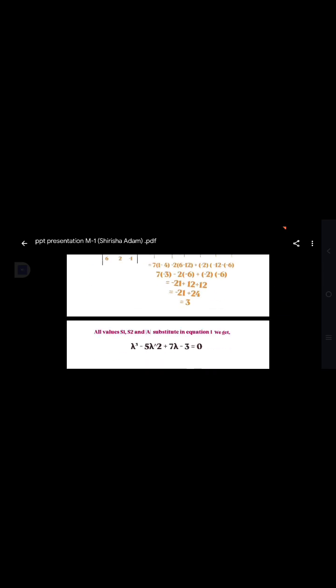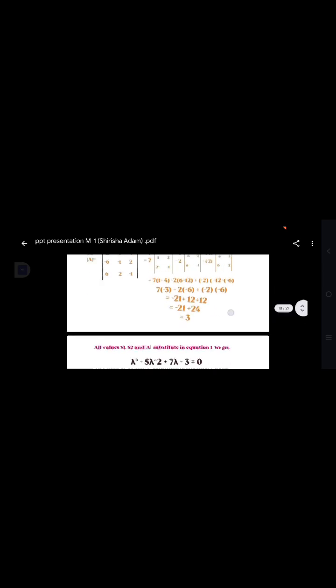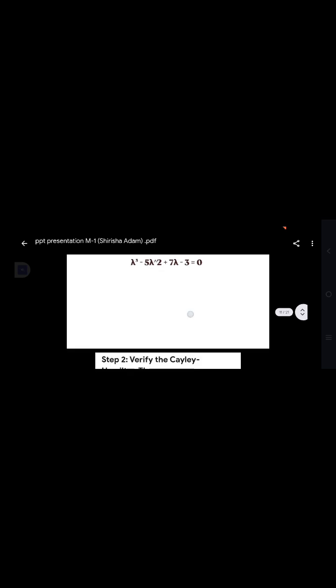All values S1, S2 and determinant A are substituted in equation 1. Substituting all values, we get lambda cube minus 5 lambda square plus 7 lambda minus 3 equals 0. In the first step, we find the characteristic equation and get this type of equation.